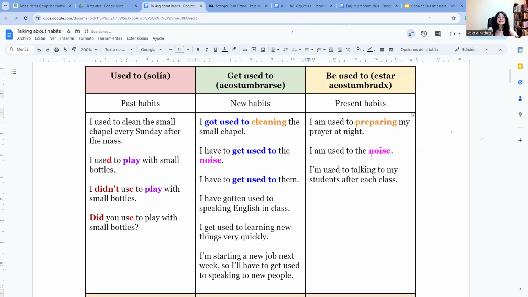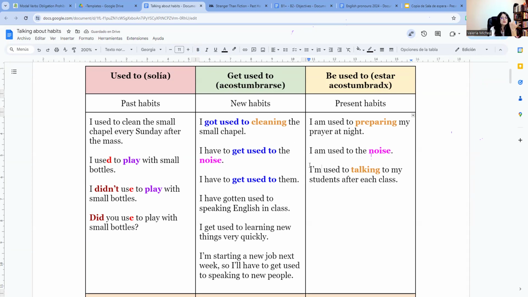All right, so this is a habit that I have in the present. It's part of my routine, if you wish. I'm used to talking. Estoy acostumbrada a hablar con mis estudiantes después de cada clase. All right, it's a habit that I already have.